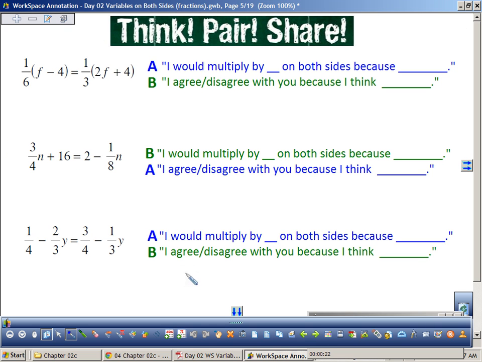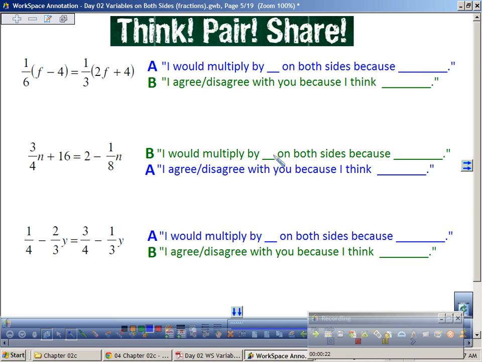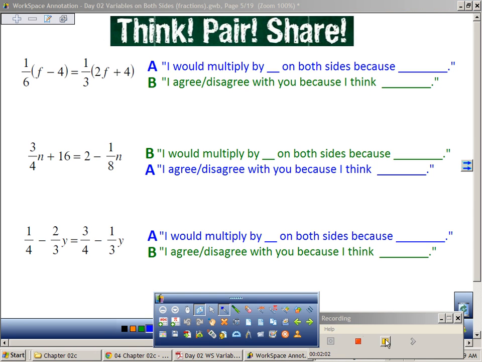All right, so you guys are going to do the next exercise. Think, pair, share. A's going to say I would multiply by blank on both sides because, and then B is going to say I would multiply by blank because. If you disagree with A, tell them why in a complete sentence. I want to hear those sentence frames. Go. Better.